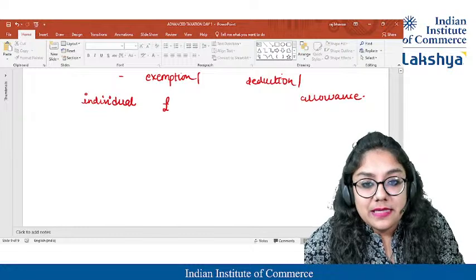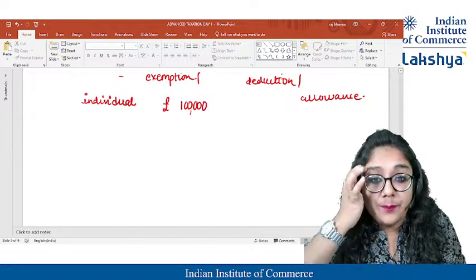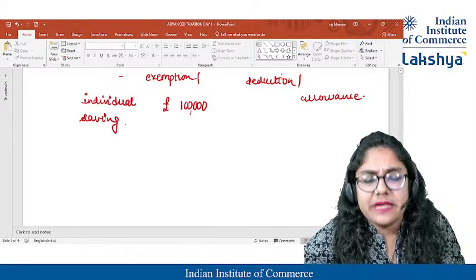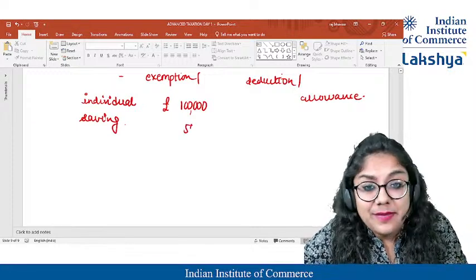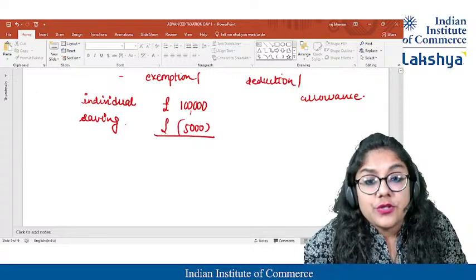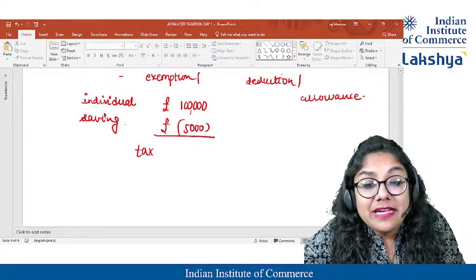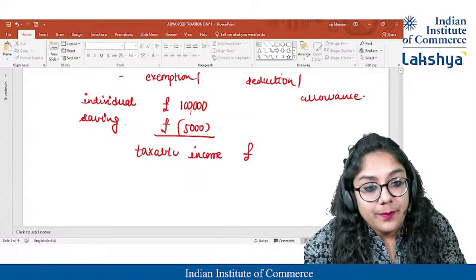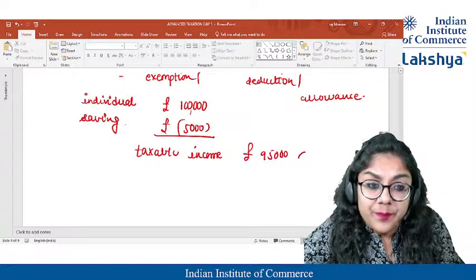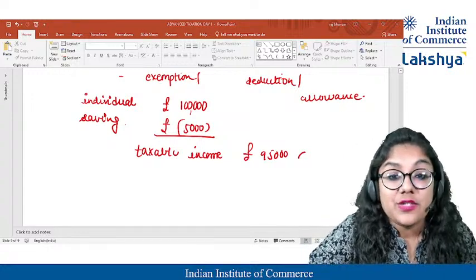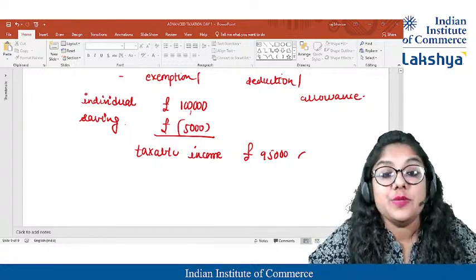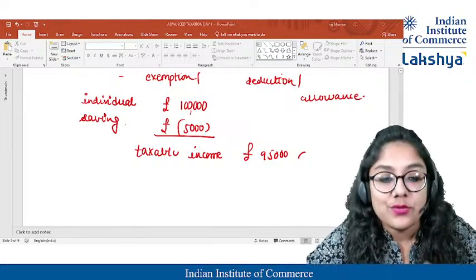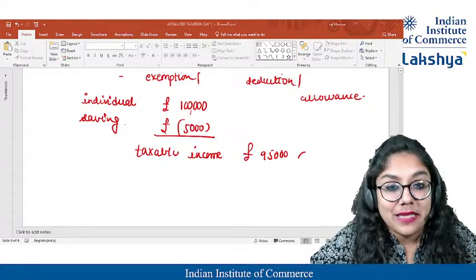Let's say the individual's income is 1 lakh pounds. If he is putting his money in a savings account, and he's saving let's say 5,000 pounds, then he'll only have a taxable income, meaning he'll only be taxed on the income of 95,000 pounds. This is what the government would want, individuals to have an ISA, that is an individual savings account, where they can have a habit of saving money.